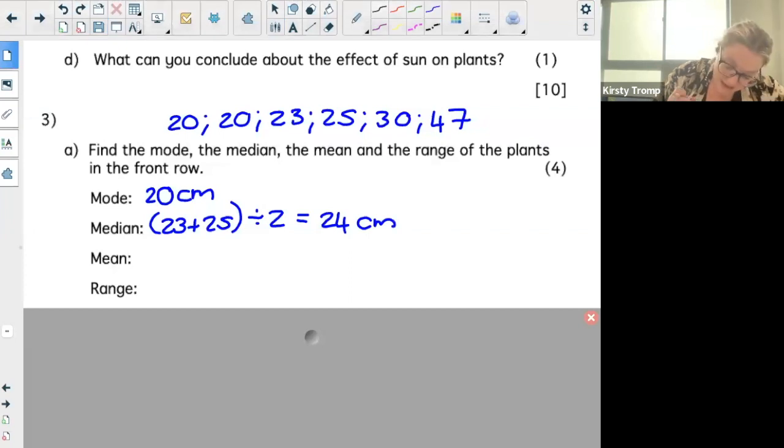Okay, so now, guys, they want us to do the mean. I'm going to help you out here. What do you need to do when you do the mean? Okay, mean, I always think of mean like this. This is how I remembered mean when I was at school.